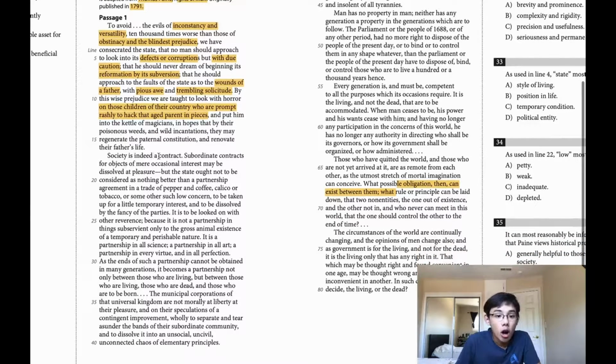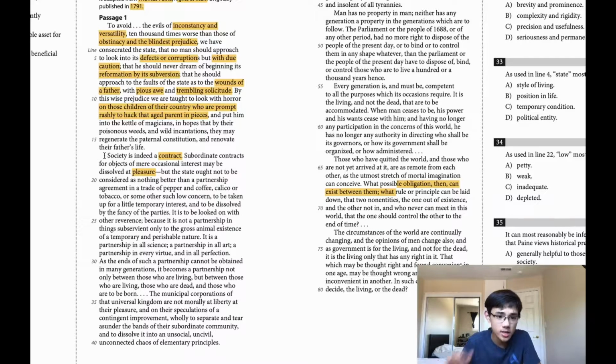Society is indeed a contract. Subordinate contracts for objects of mere occasional interest may be dissolved at pleasure. But the state ought not to be considered as nothing better than a partnership agreement in a trade of pepper and coffee, calico or tobacco, or some other such low concern, to be taken up for a little temporary interest and to be dissolved by the fancy of the parties.